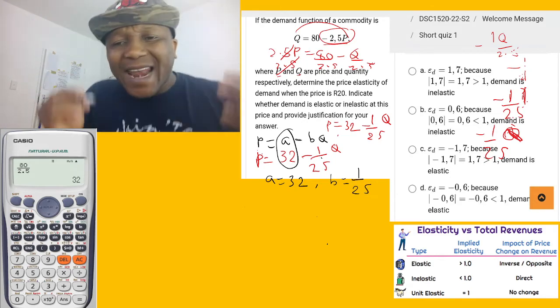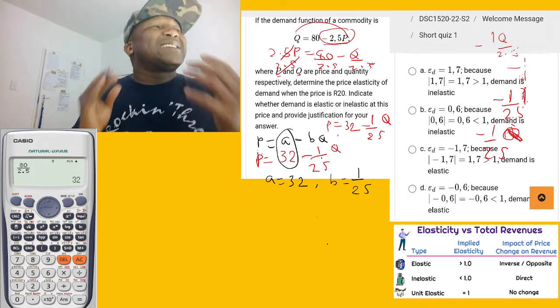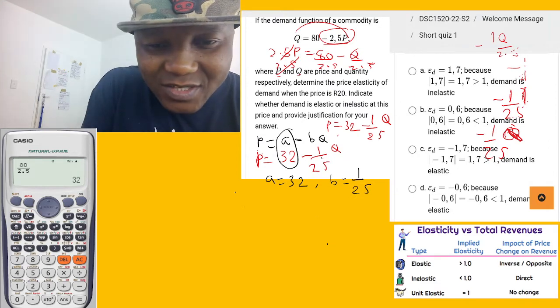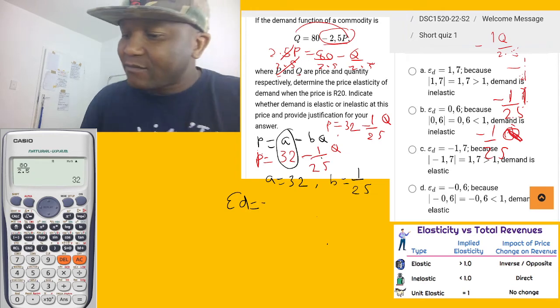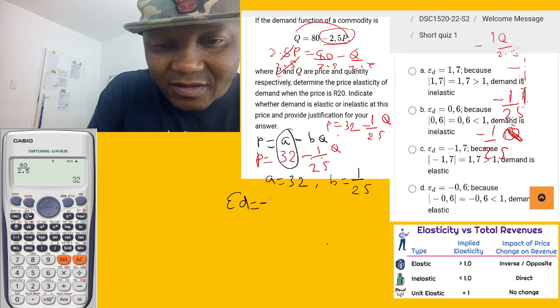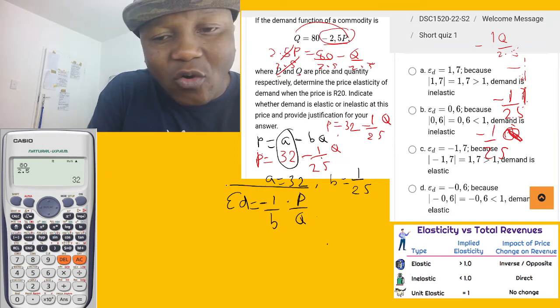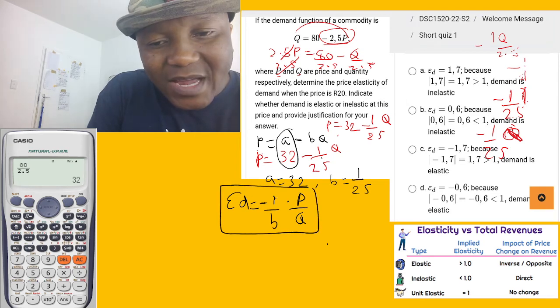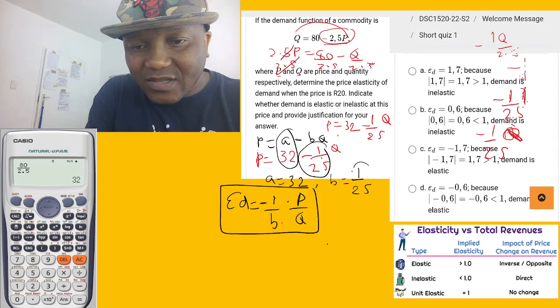Okay, so why did we find it? Because we want to get the elasticity of demand. So elasticity of demand equal to negative 1 over B times P over Q. Oh, this is a formula to be memorized. That's all. So we have a negative 1 over B. What is our B? Look, this is our B here. P, we have our P equal to 20, because they say when the price equal to 20.